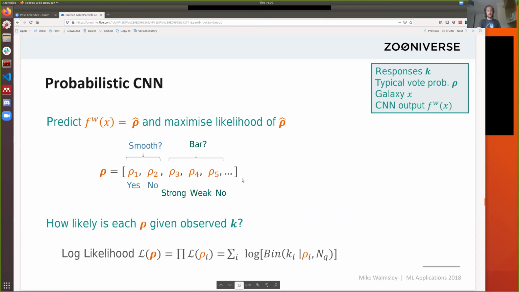Crucially, this not only lets us predict for all the answers at once, but it frees us from doing binary questions as well. So here I'm subtly changing from saying bar, yes, it's barred, no, it's not, to does it have a strong bar, does it have a weak bar, or does it have no bar? And that's going to be useful, I hope, for people who are interested in how bars form, say, because strong and weak bars may have different mechanisms that cause them. So it's important that we can make more refined judgments about detailed morphology at a scale which is not possible with humans alone, but is possible supported by citizen science.